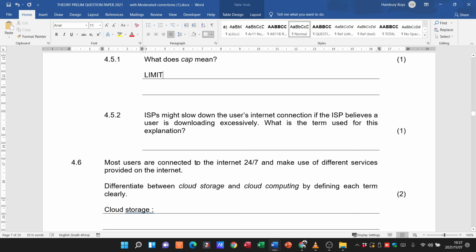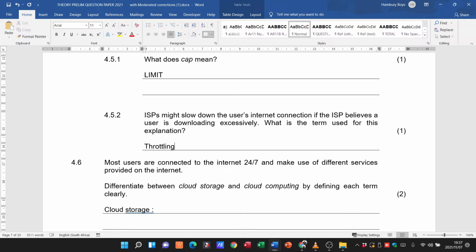All right, 4.5.2, ISPs might slow down the user's internet connection if the ISP believes a user is downloading excessively. So what is the term used for this explanation? Simple, 1 word answer, throttling, right? If they see that you are downloading hundreds of gigs every single day, they will throttle you.